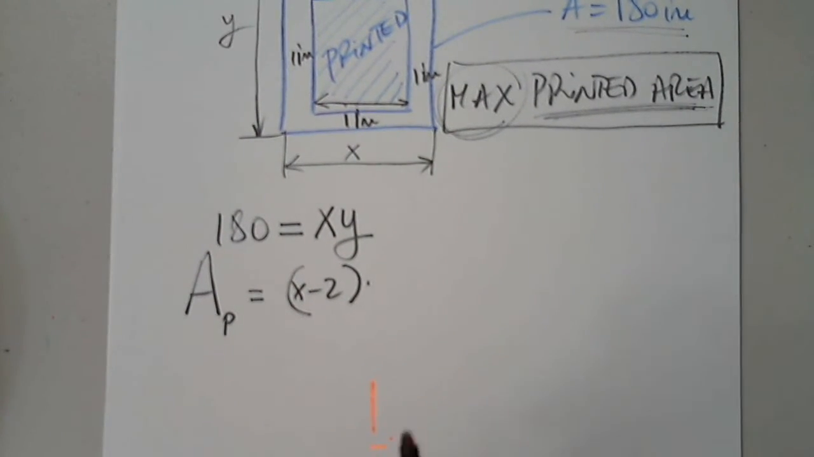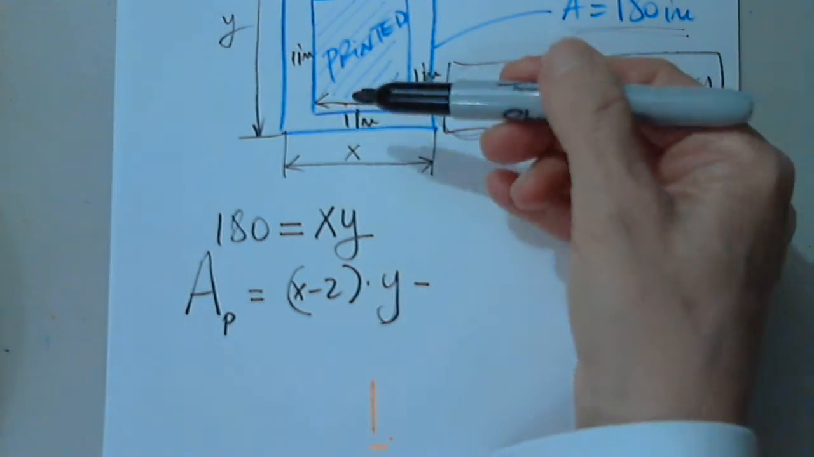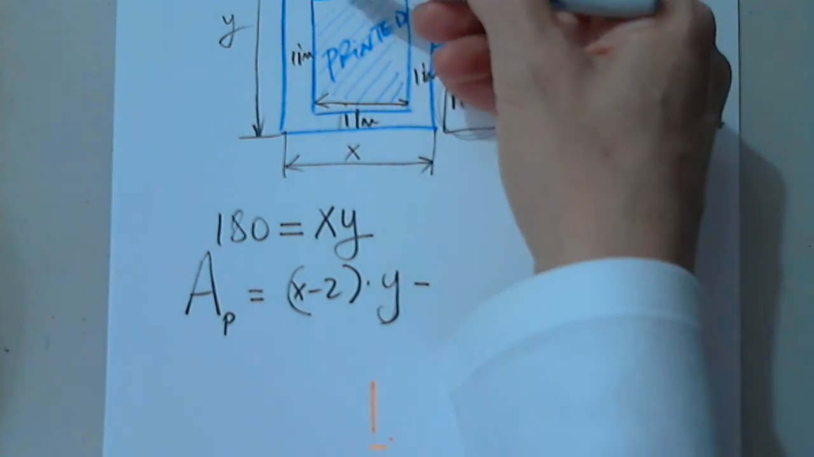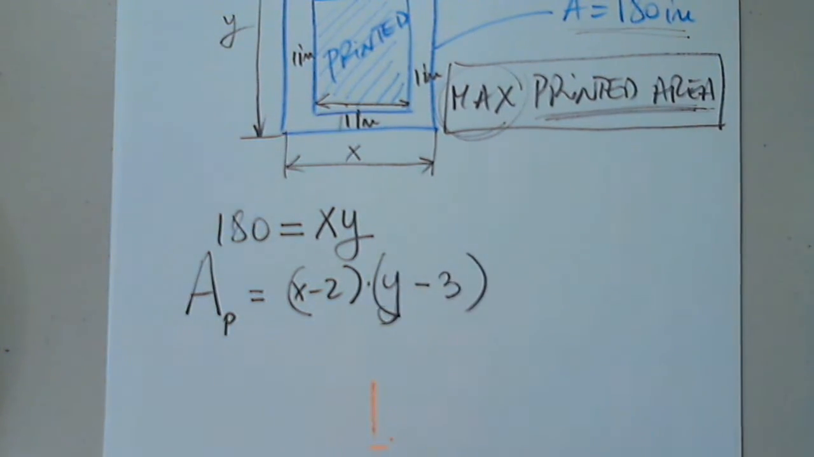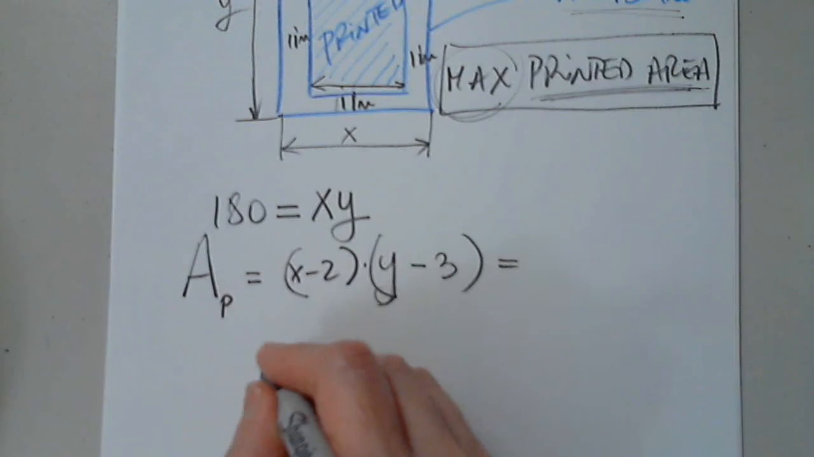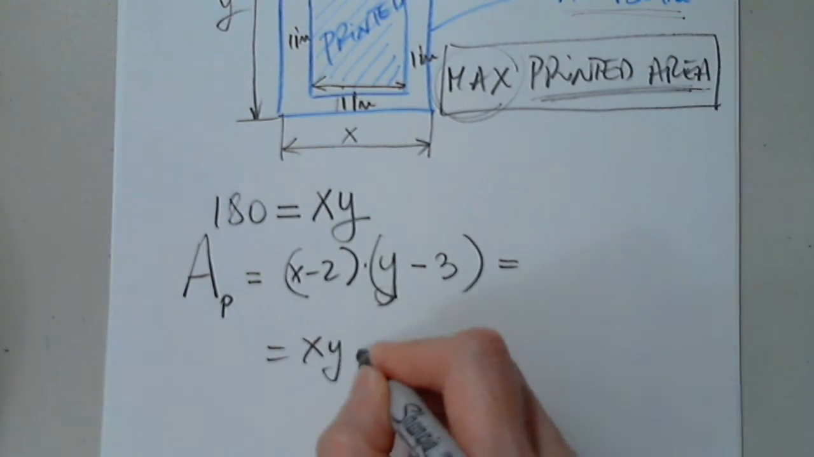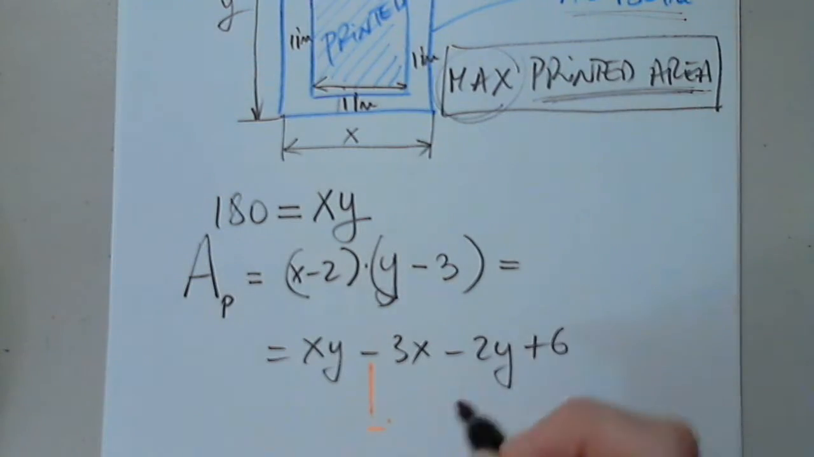Y minus 1. So Y minus 1? 3 inches? Yes, and 2. So Y minus 3. Good, awesome. So I'm going to distribute here, xy minus 3x minus 2y plus 6.